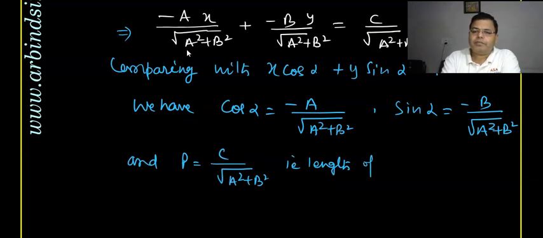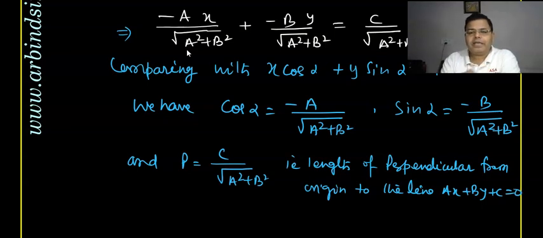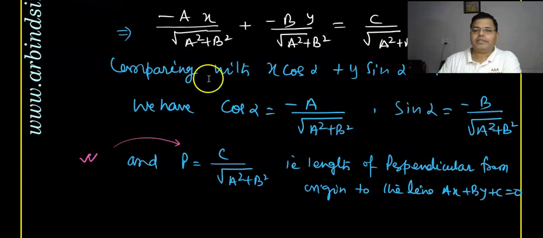Length of perpendicular from origin to the line. From origin to the line, which line? Ax plus by plus c is equal to 0. So this is the length of perpendicular from origin to the line. You can memorize it, although this will be discussed later on also. This is an important one, you can remember this. So p is equal to c upon under root a square plus b square.